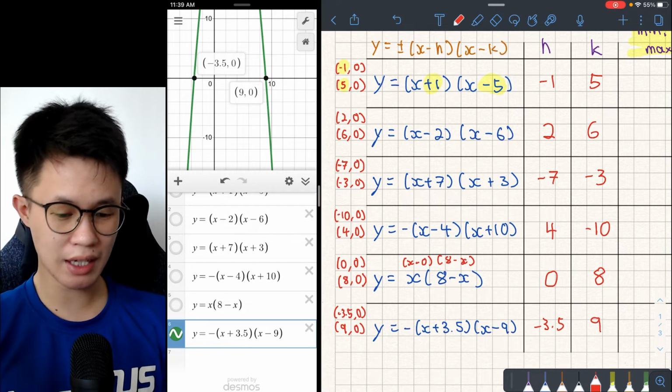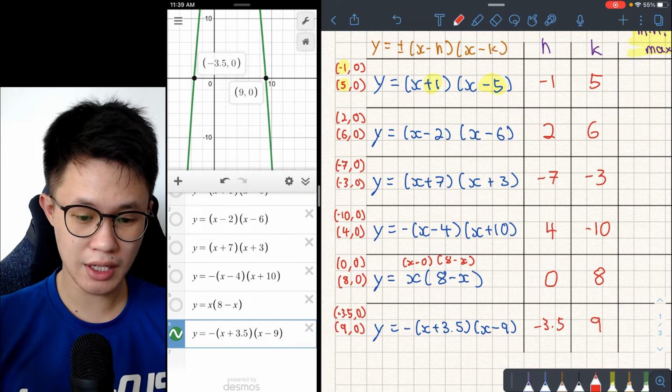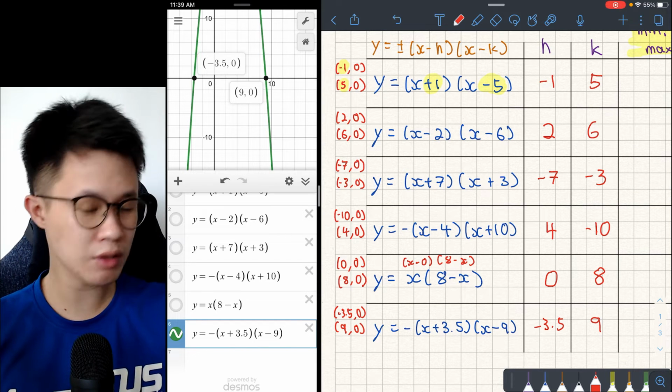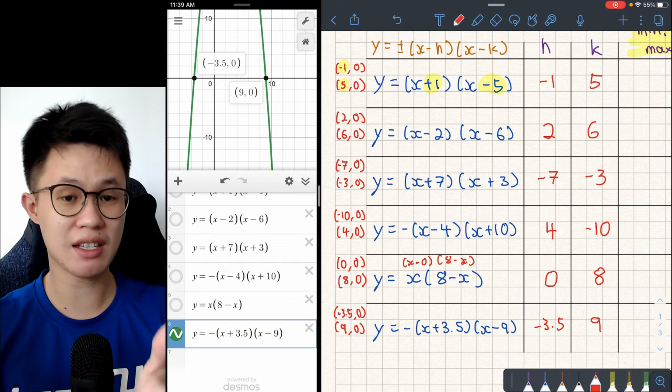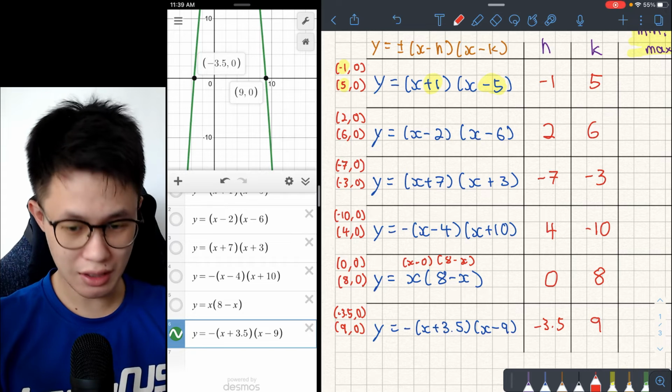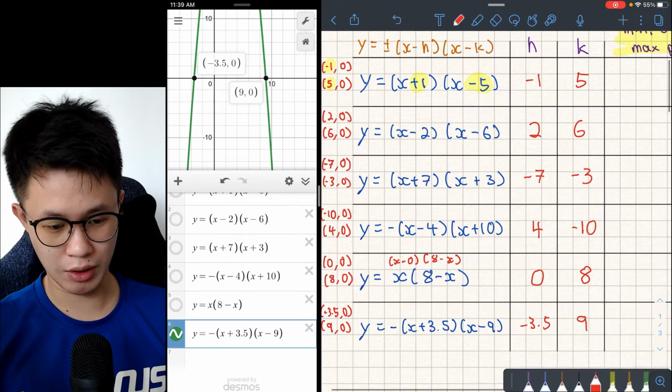Once I give you an equation like that, you can infer straight away, without even plotting any graphs, the x-intercepts of the function. So this is pretty neat, right? It's just a shortcut way to do so.